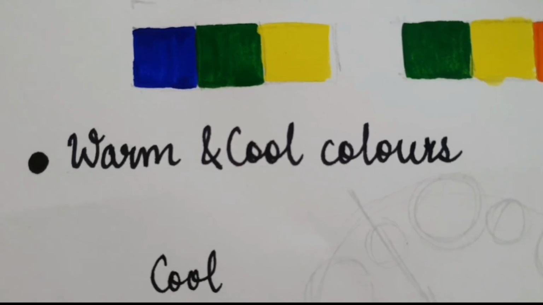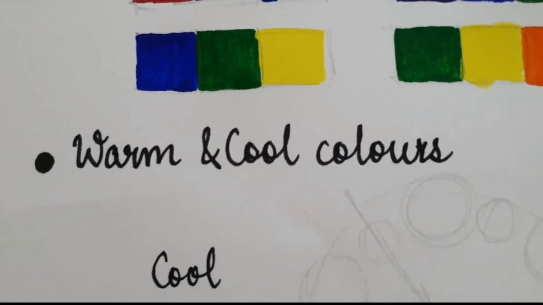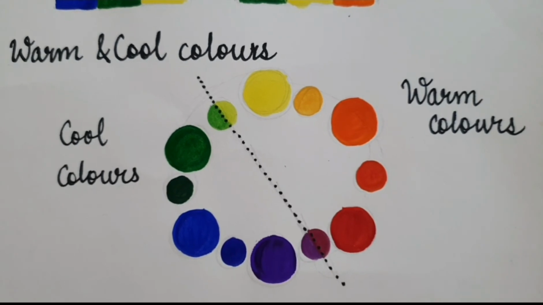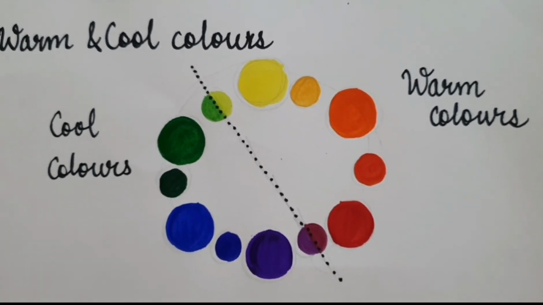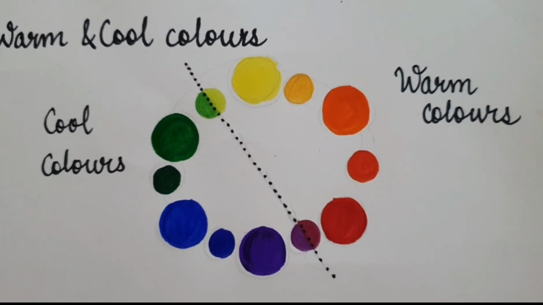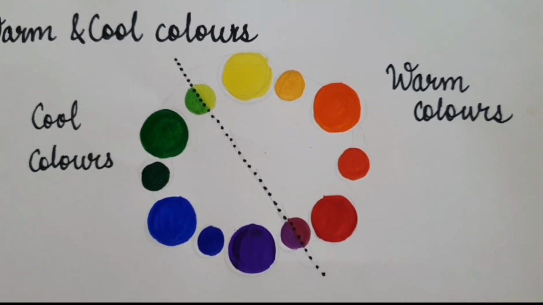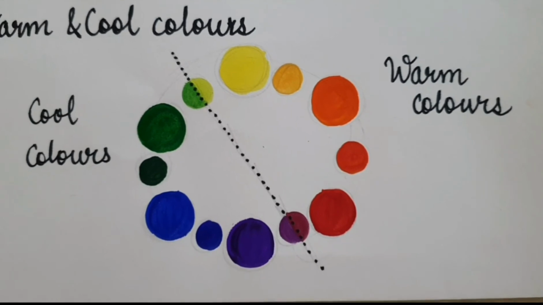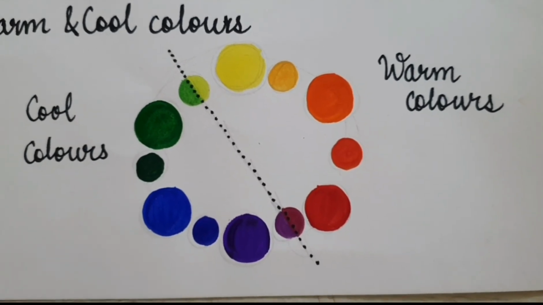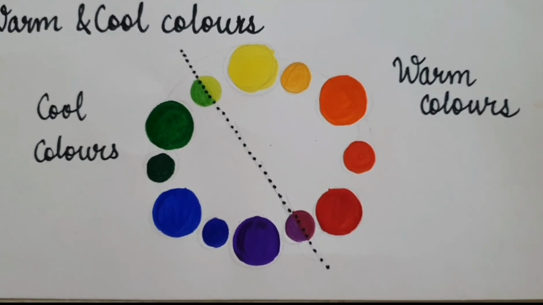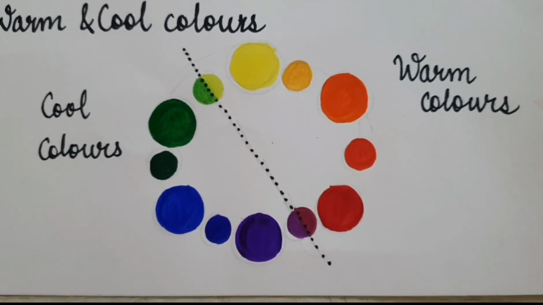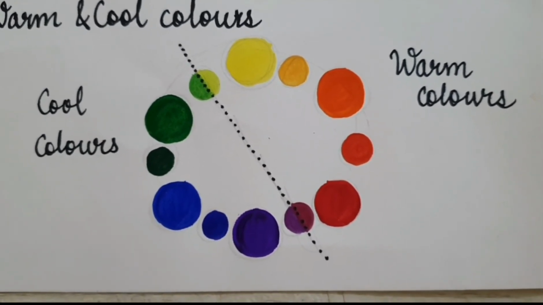Let's go to the next one, that's warm and cool colors. Warm and cool colors are very super easy to understand. If you look at the color wheel, the right side ones are colors that are related to fire, and the colors that are on the left hand side are colors that are related to water. So these are the warm colors and cool colors.